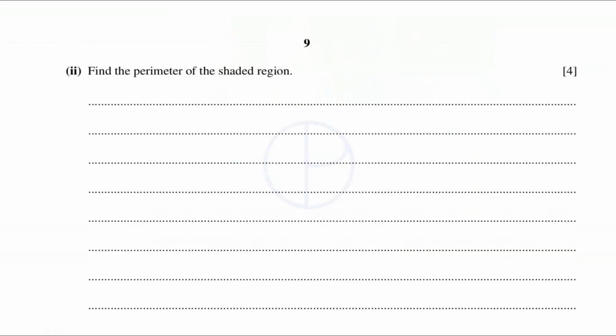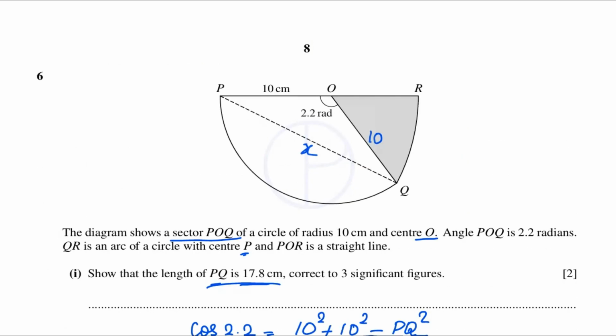Next, find the perimeter of the shaded region. The perimeter of the shaded region is adding OR plus the arc length RQ and the radius OQ. Okay, so now we know OQ is 10, and what is OR? OR, this is the radius. PR is 17.8. So 17.8 minus 10 is 7.8. Okay, and then we need to find the arc length.